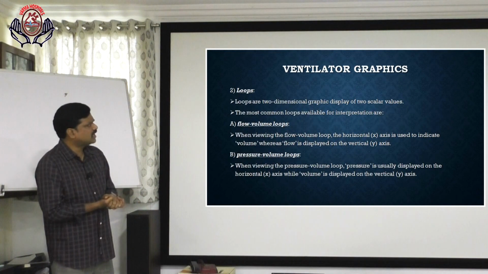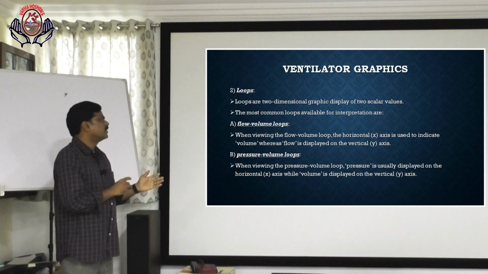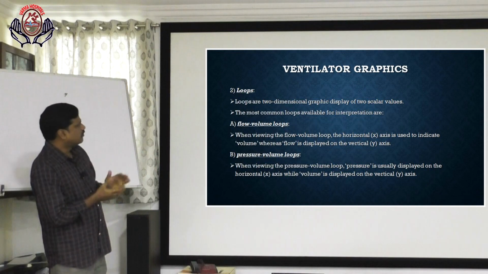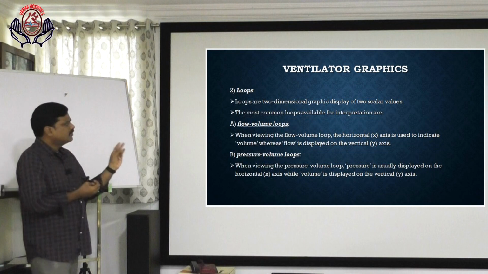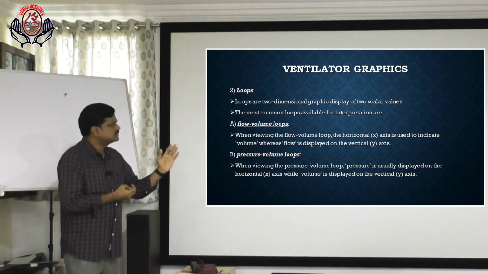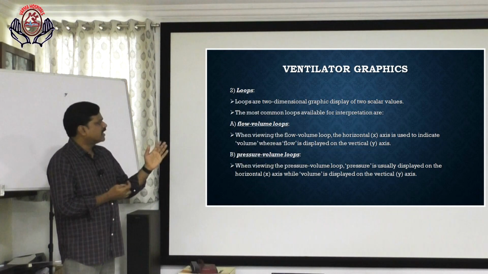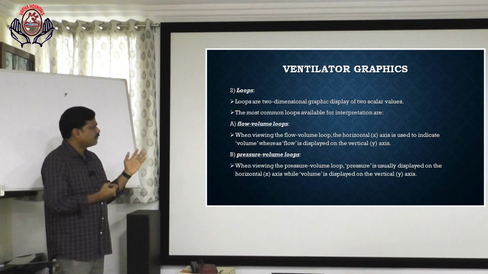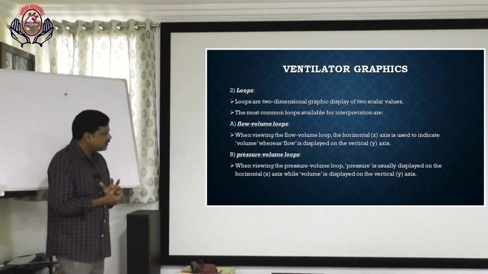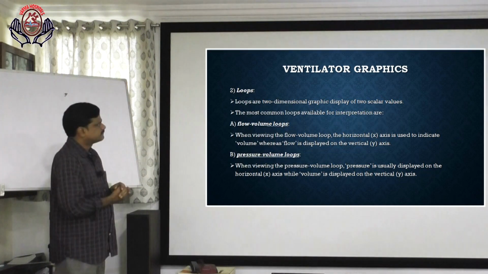Loops are two-dimensional graphic displays of two scalar values. The most common loops available for interpretation are flow volume loops and pressure volume loops. When viewing the flow volume loop, the horizontal x-axis indicates the volume, whereas flow is displayed on the vertical y-axis. When viewing the pressure volume loop, pressure is usually displayed on the horizontal x-axis, while volume is displayed on the vertical y-axis.